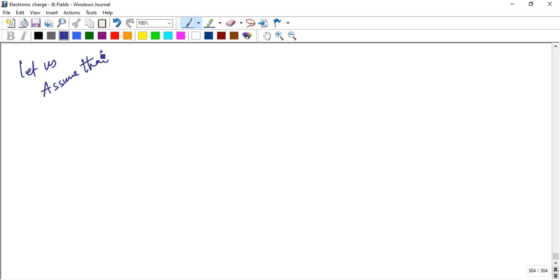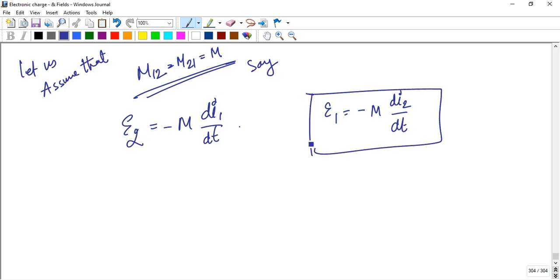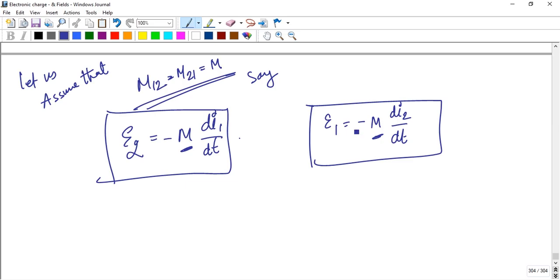Now let us assume that both mutual inductances are the same, so M12 equals M21 equals M. Then EMF 2 is minus M di1 by dt, and EMF 1 is minus M di2 by dt. That's mutual inductance, the coils being mutually dependent on each other. That's why it is called mutual inductance.